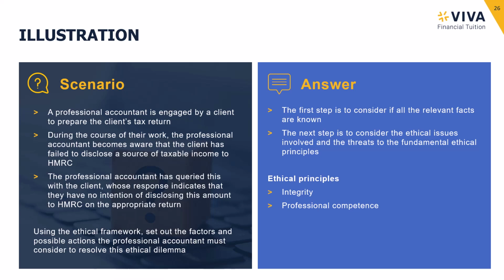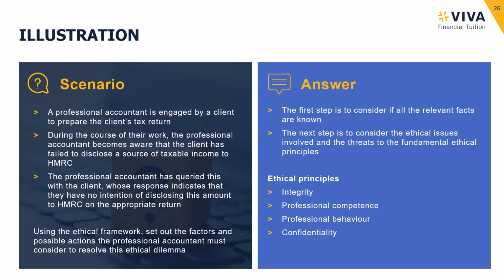Having a look at professional competence, the professional accountant needs to apply due care and skill to this appropriate return, whichever return it is that they're doing, and that is threatened if they are not able to disclose a source of taxable income. Having a look at professional behaviour, there are 2 threats to compliance with the law here. The first one is compliance with the tax legislation itself, and the second is compliance with the money laundering regulations, because failure to disclose a source of taxable income will fall under the money laundering regulations.